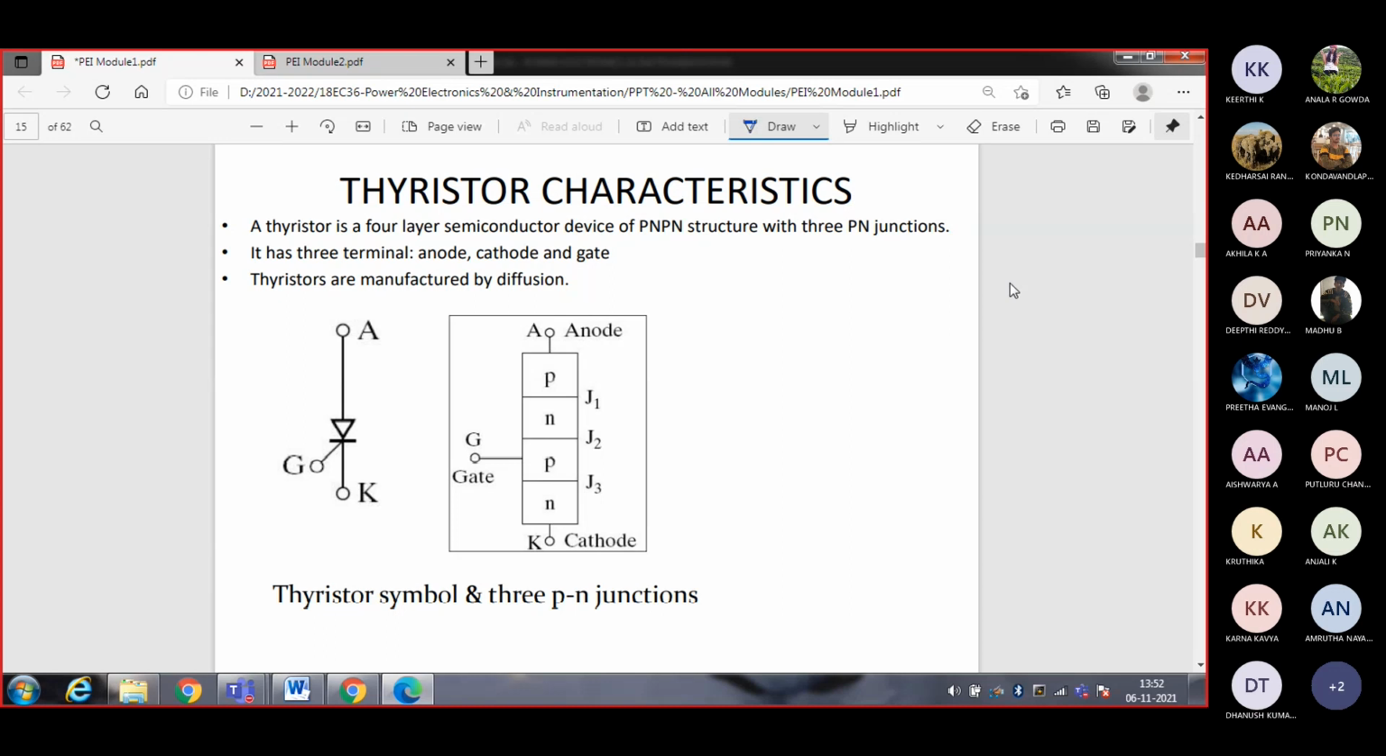What do you mean by anode? What do you mean by cathode? What do you mean by gate? What is the purpose of the gate? How exactly is the gate going to trigger your circuit? That is the firing angle. We should know what you mean by firing angle and what you mean by triggering angle.